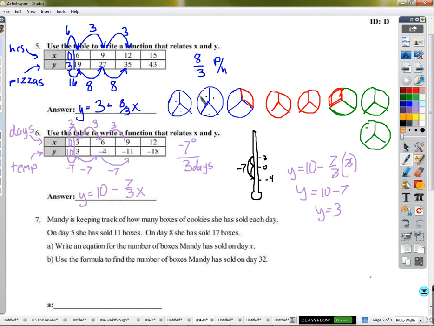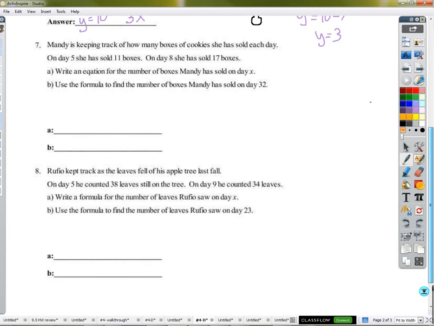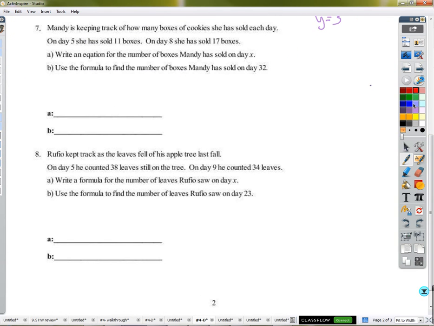Or y can go up by 8/3 every time x goes up by 1, which means that y goes up by 8 every time x goes up by 3, or y goes down by 7 every time x goes up by 3. And that's just a different kind of pattern, and it's not a problem.